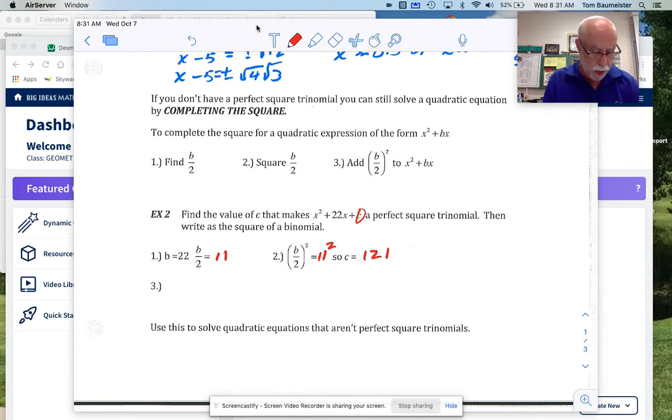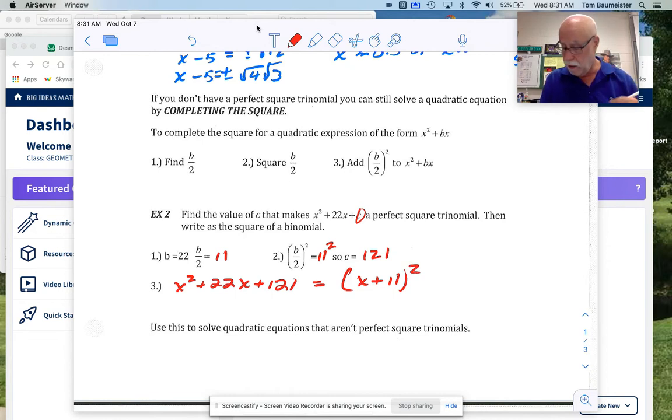So now I'm going to write it as a square. We know then that we have x squared plus 22x plus 121. To write it as the square of a binomial, well, again, if we're looking at what I just did on the first two up there for you, this will be x plus 11 squared. And you can try it. You can see that this will work. So you're going to use this now, ladies and gentlemen, to solve equations that aren't perfect square trinomials. Okay? So I'm going to show you how I do it, and hopefully you can do the same thing.